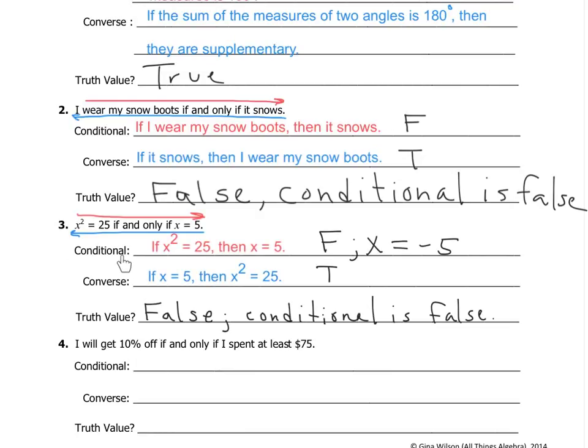For number 3, the conditional is: if x squared equals 25, then x equals 5. That's the red direction. The converse, going in the blue direction: if x equals 5, then x squared equals 25. We'll notice that the conditional is false because x could actually equal negative 5. However, the converse is true. But we have to have both of them true in order for the biconditional to be true. So in this case, the truth value is also false due to the conditional being false. Let's try number 4 and resume the video when you're done.